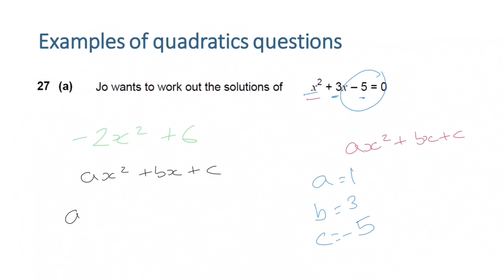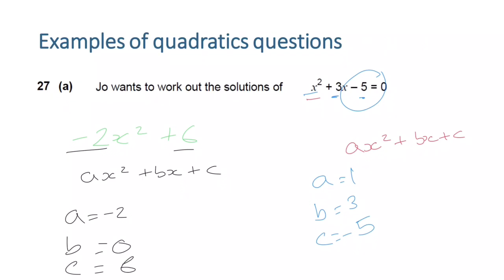What's a? The number in front of the x squared, in this case minus 2. What's b? The number in front of the x. There's no x there, so what number is it? Because there's no x, b equals 0. And lastly for c, what's the number in front? What's the number on its own? In this case, it is 6. That's it. That's how you identify a, b, and c for your quadratic equation.